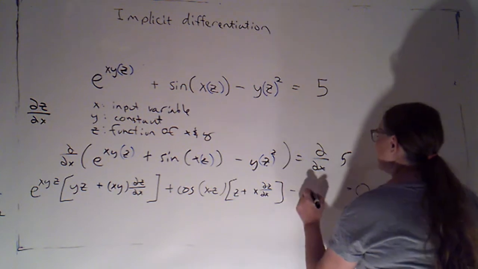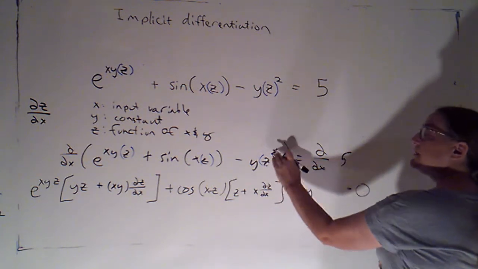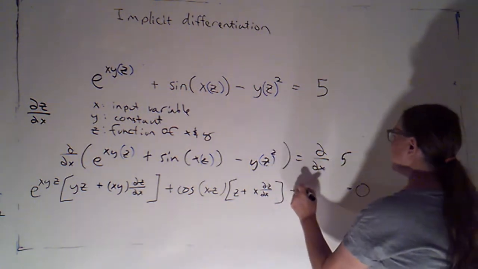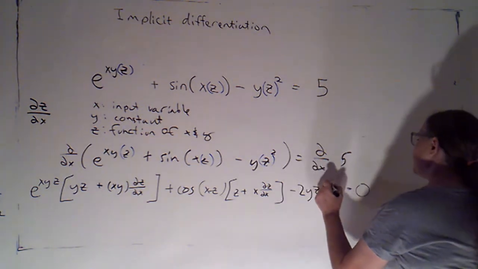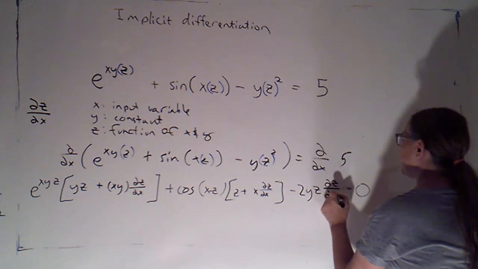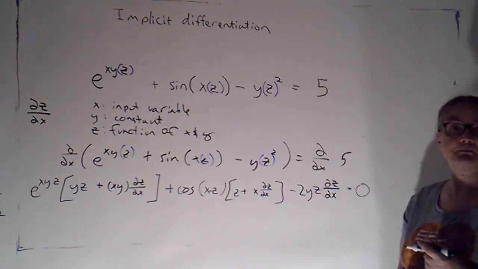So I'm going to get my y times the derivative of the squaring function, which is going to give me a 2z, and I'm just going to write the 2 in front, times the derivative of the inside part, which is the partial of z with respect to x.